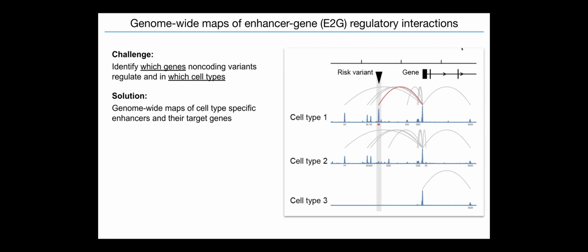This example shows what I mean by that. Assume we have a risk variant that has been linked to a disease, like in a GWAS study, for instance, and is located somewhere in the non-coding genome, close to a gene which might or might not be the gene that variant regulates.